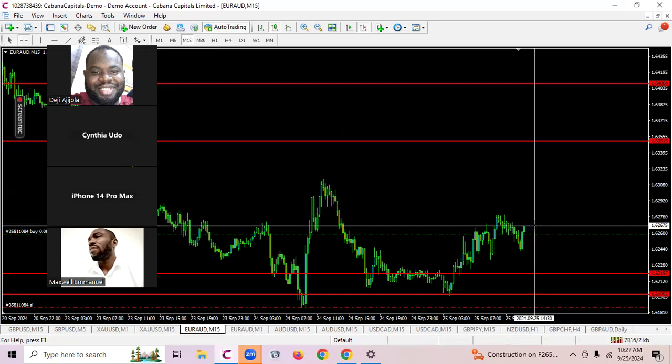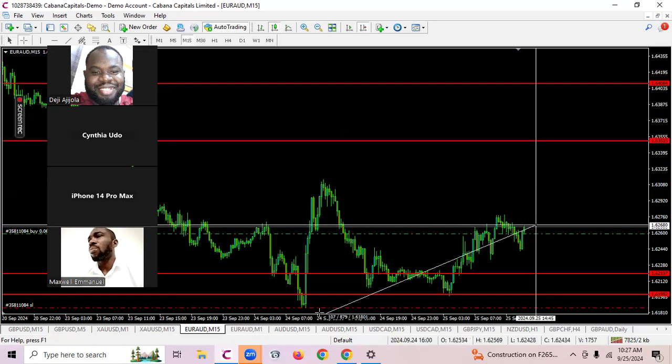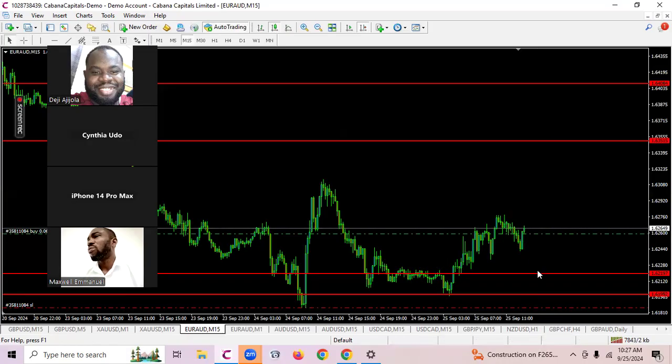If you are buying from this current market price, you can see my stop loss is about 50 something pips. So I would suggest you wait for price to pull back to this area before you buy EurAud. EurAud is bullish. That's my take on EurAud. Look for buy opportunity on EurAud.